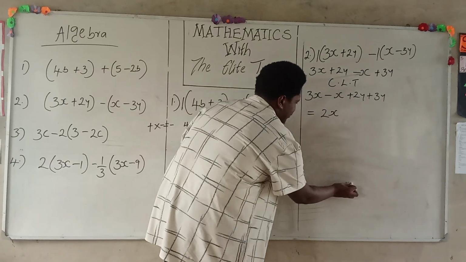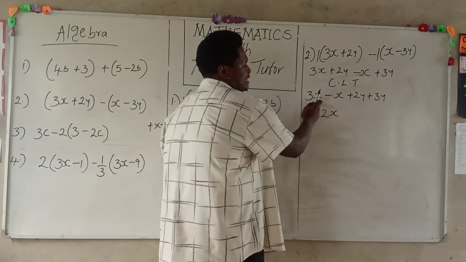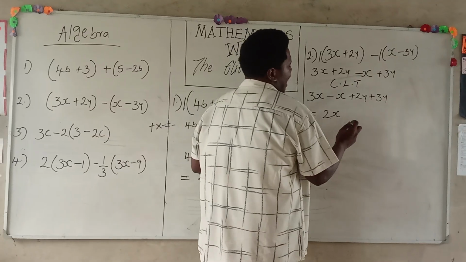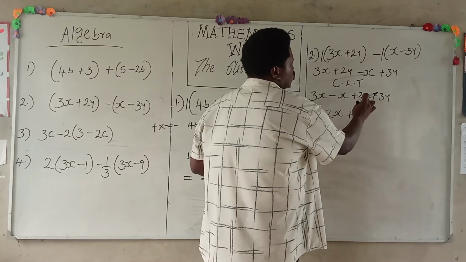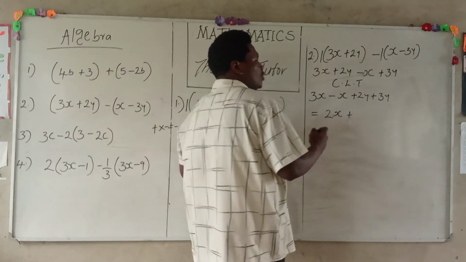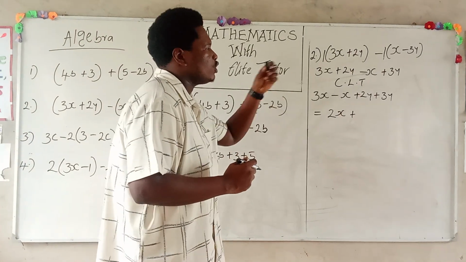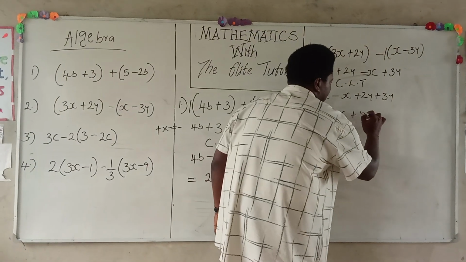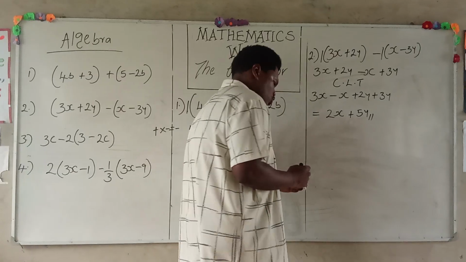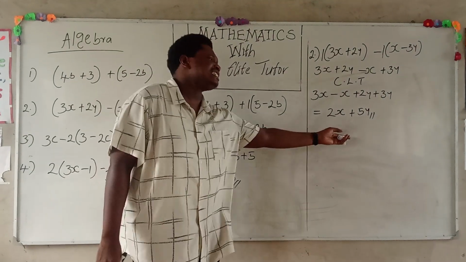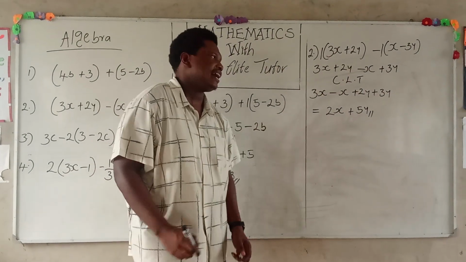Now let's make further progress. So 3x minus x is 2x. And then I have my plus sign. 2y plus 3y, which is the same as 2 plus 3 is 5, and then bring my y. So 2y plus 3y, we have 5y. At this point, this should be my final answer because it cannot be further simplified.